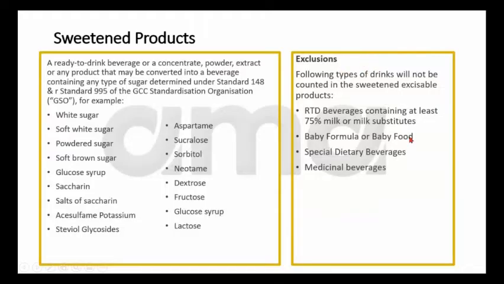However, on your right side, there are the exclusions. You can see that there are certain 4 kinds of beverages which are exempt from being included in sweetened products: the beverages which have 75 percent or more of milk or milk substitute, or baby formula, special dietary beverages, or medicinal beverages. So these 4 are excluded from sweetened products.